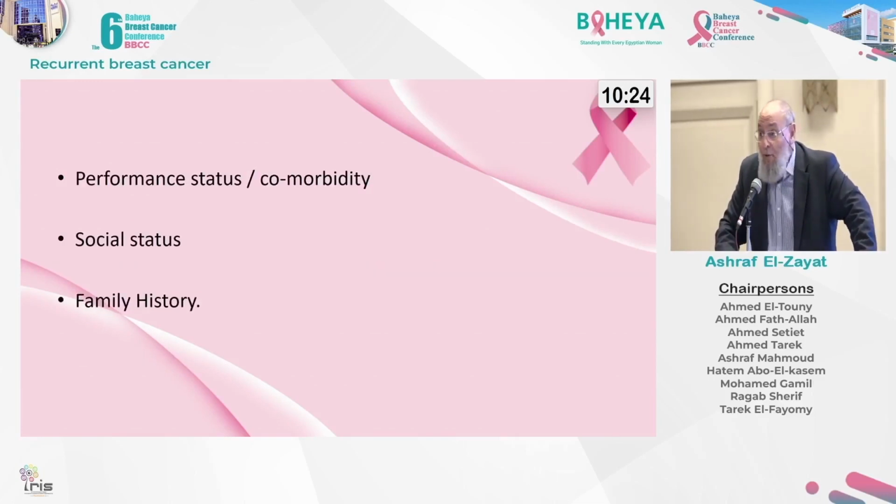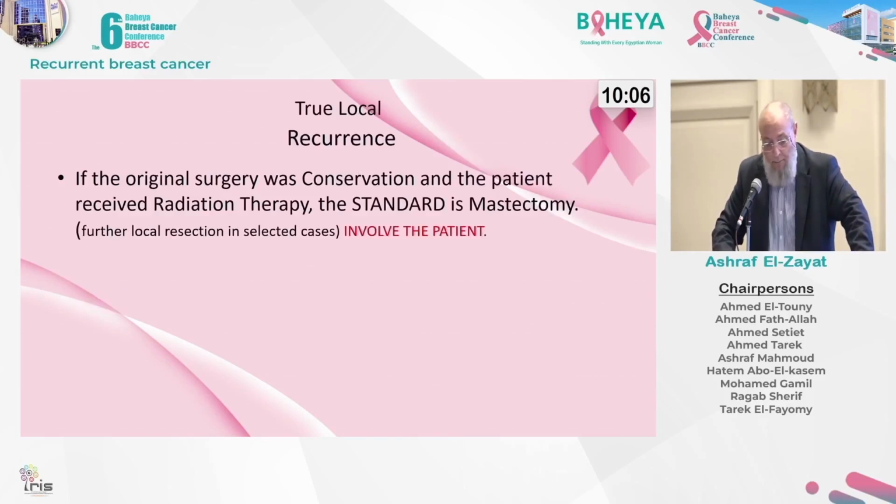Now, the performance status of the patient, the comorbidities, how far are you going to take this patient into a whole new treatment plan? The social status for the patient and the family history of the patient, because if you have a strong family history, now you have a recurrence that might impact your management.